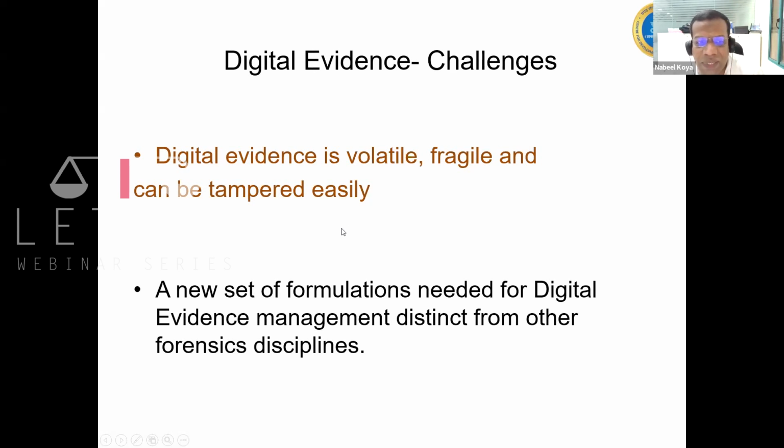So the challenges in digital evidence are that it's volatile, fragile, and can be tampered with easily. And there's a lot of hue and cry about this tampering part in most of the media recently. The reason being, it can be crushed. The moment I see a police officer, I can put it down, I can throw it out of the window. So it's very easily destructible. So how we do this analysis is a big challenge, and hence a new set of digital evidence rules are there compared to other forensic sciences.